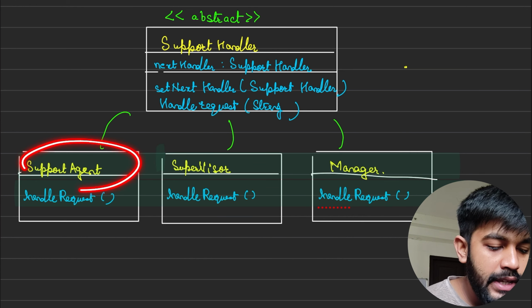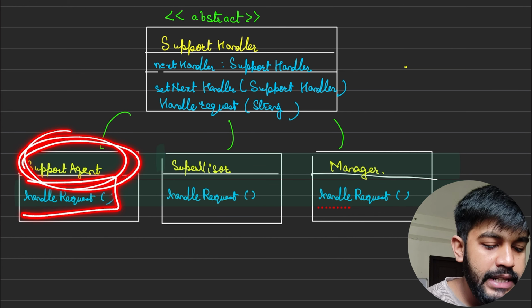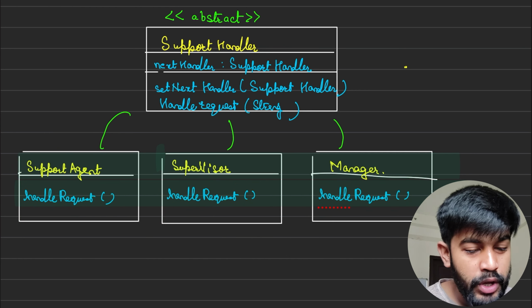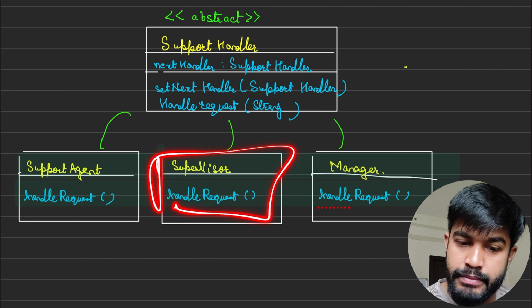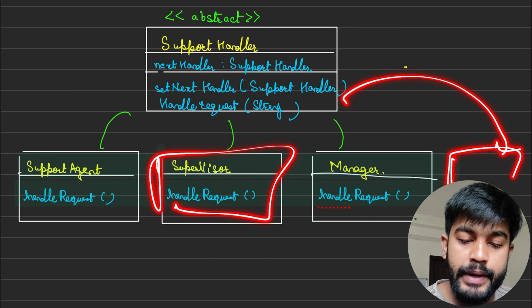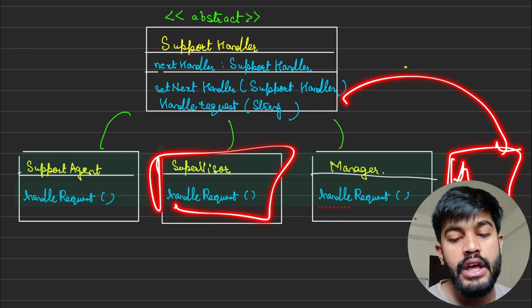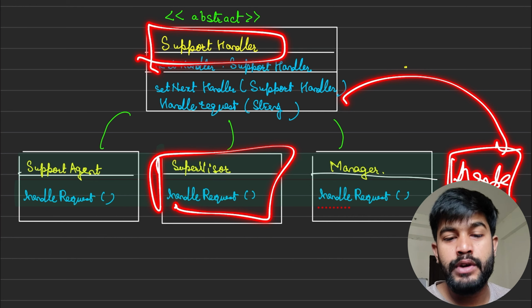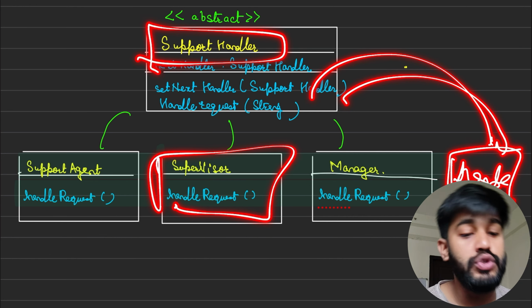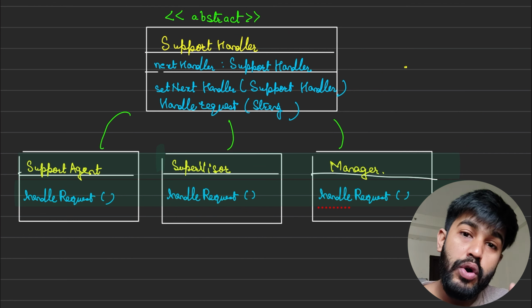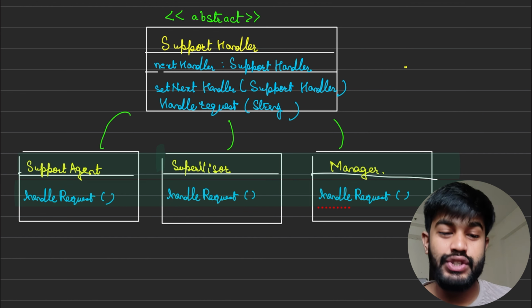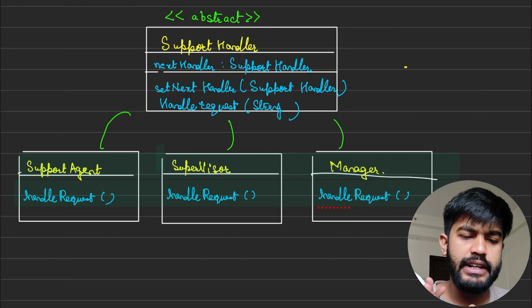See, every support agent would just implement handle request. Now if I want to change some logic of supervisor, I can just change this. If I want to add a new person, I can just add this person and have it implement support handler and write a method known as handle request. I don't need to change the class. So this class is not there for modification. This is only open for extension.